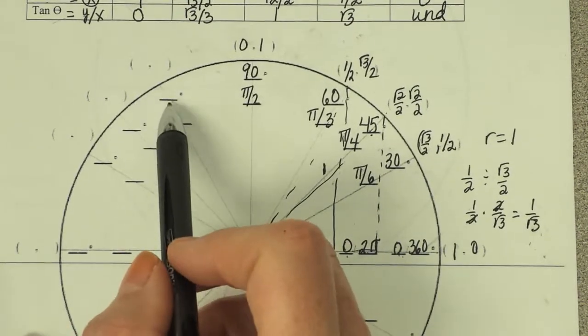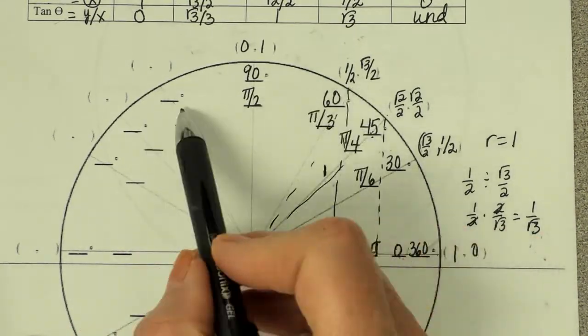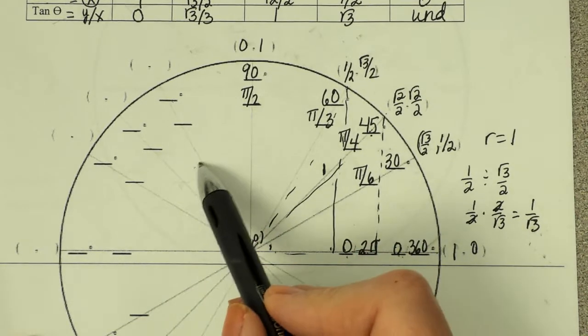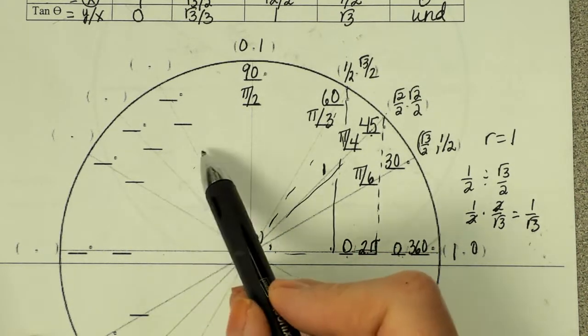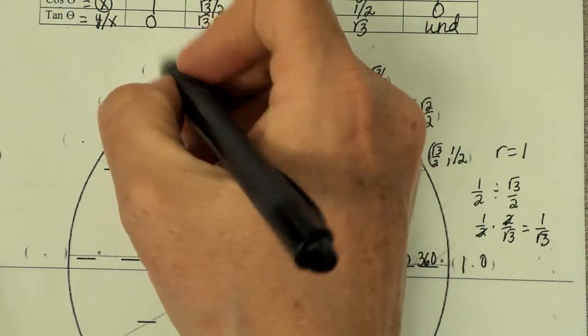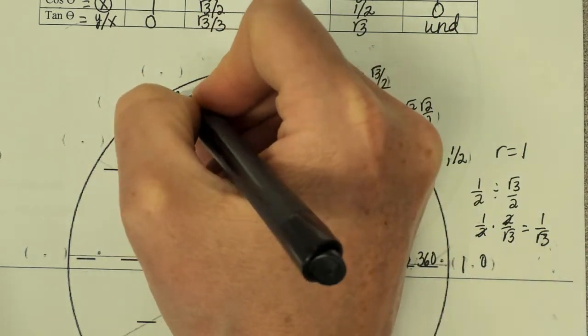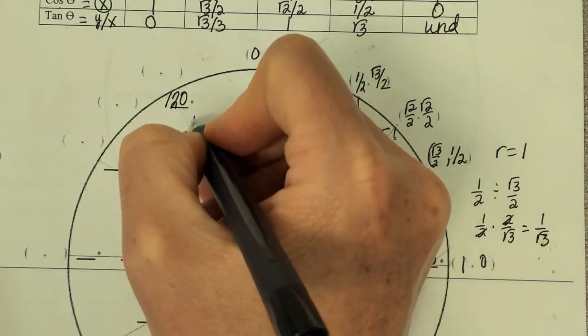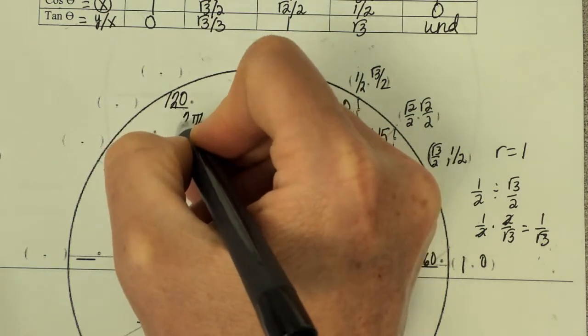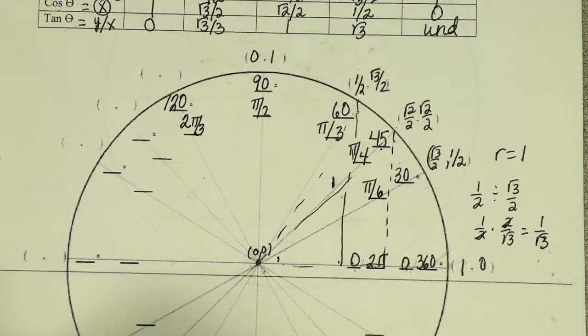All right, so now we're going to go around the unit circle. We're going to go to the second quadrant. This is another special angle. It's going to be 60 degrees away from 180. So what is it if it's 60 degrees away from 180? 120. I know 60 is pi over 3, so it has to be 2 pi over 3.